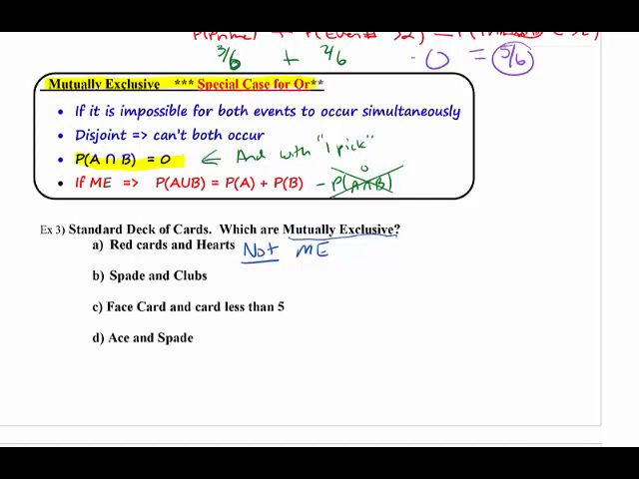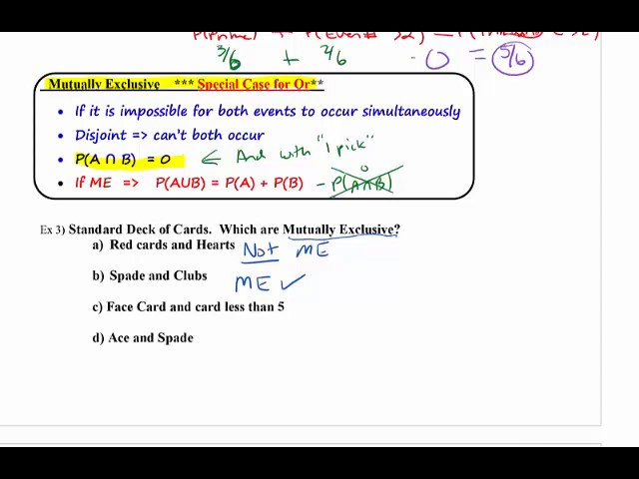These are a suit. They do not overlap. So if you got a spade, it can't be a club. So these are mutually exclusive. Again, pause, ask yourself, fill these in first, and then listen to me. C, face card, which remember is your jack, queen, and king. They actually have a face on them. Jack, queen, and king. Cards less than a 5, which would be an ace, 2, 3, 4, because less than does not include it.